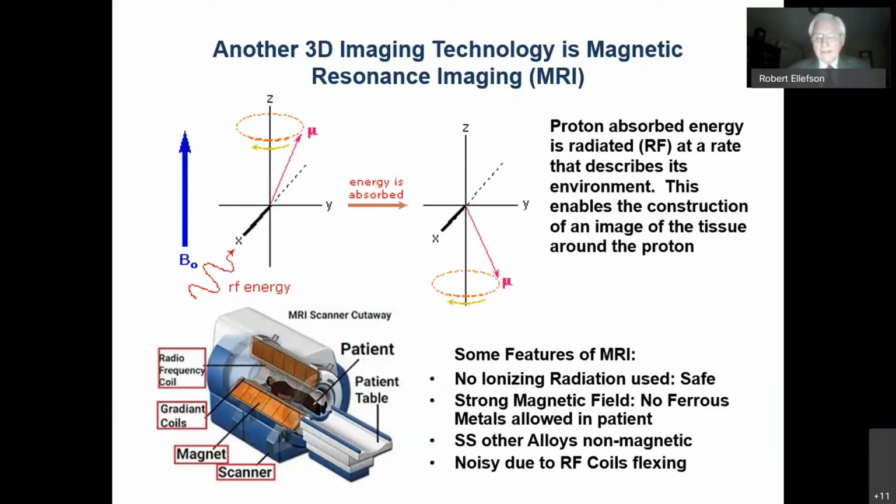The other thing is it generates some noise. As you're laying there having your protons analyzed, it is very noisy because the RF signals that go through the coils cause them to flex, and they rattle against each other and generate some noise. The other thing is, the bore might make some people claustrophobic, and that's an issue. For them, it's probably best to have a CAT scan.